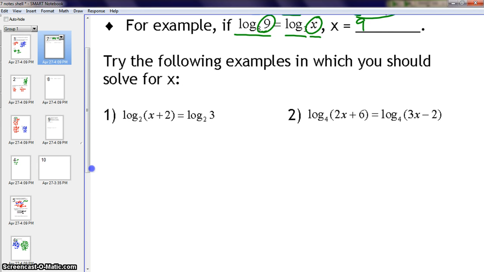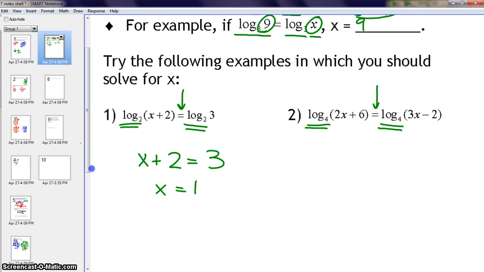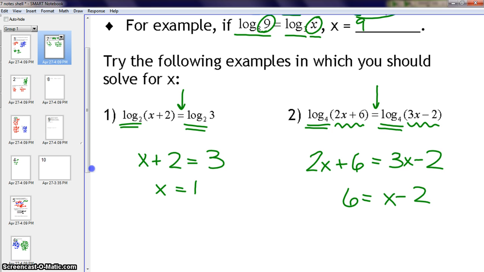So question 1, same base log, all-powerful equal sign means x plus 2 has to equal 3, and so x has to be 1. That's all there is to that one, believe it or not. Here, base 4 log, all-powerful equal sign means that 2x plus 6, the argument on this side, has to equal 3x minus 2, the argument on the other side. Now this is one of those lovely balancing equations problems that we love so much from like 7th grade or so, okay? So x equals 8.